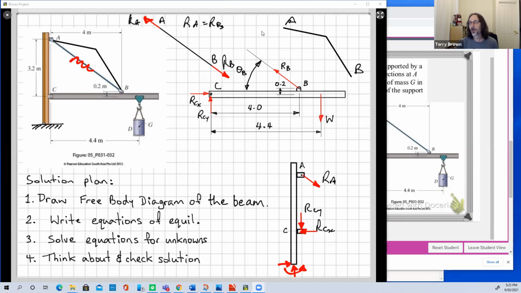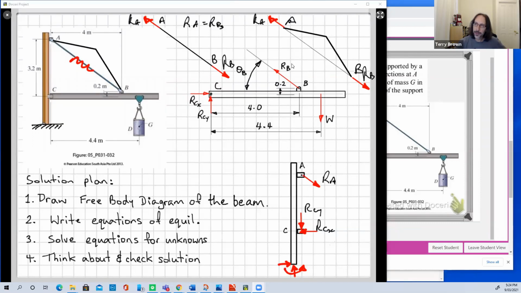So if we do a free body diagram of AB and it looked like this, then our line joining A to B is still this. And we still have our RB in that direction along the line joining A and B, and we still have that.